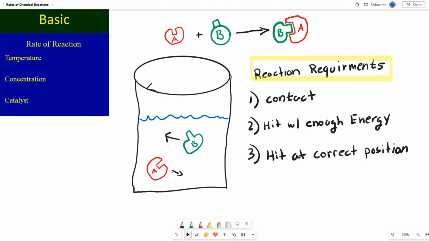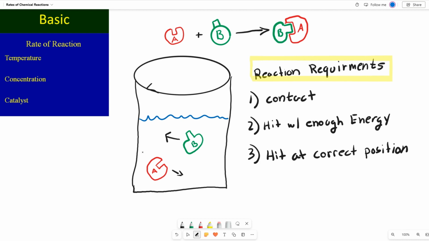Now, if you have Lego pieces, you have to fit them together. And not only do you have to fit them together, but you have to push them together with a certain amount of force for them to combine. Well, it's kind of the same thing with molecules when they're reacting. So the first thing that needs to be true for a reaction to occur is the molecules have to come in contact with each other. So they're floating around in solution, but they're just randomly moving around, bouncing off the walls. And every now and then, they will hit each other. And every time they hit each other, there's a chance that they will react.